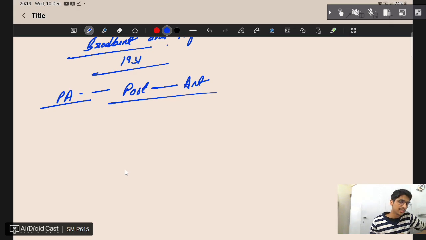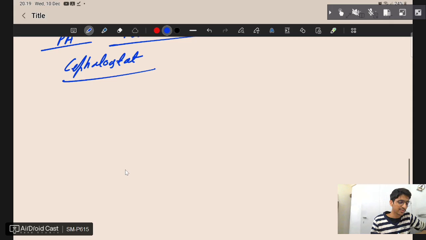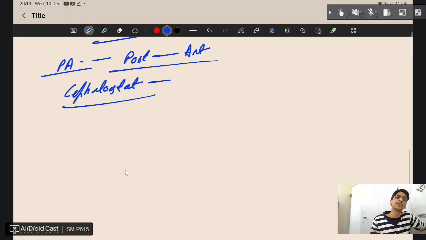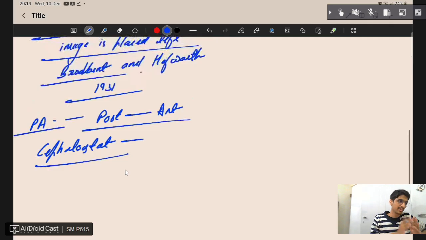The machine which takes a cephalogram is called the cephalostat. These are very basic terminologies that we are just introducing to set the atmosphere for what we are going to study. The machine which is used to take the cephalometric analysis and the lateral ceph is called the cephalostat. The patient is made to stand with the film on the left side. The X-rays are directed from the right side.